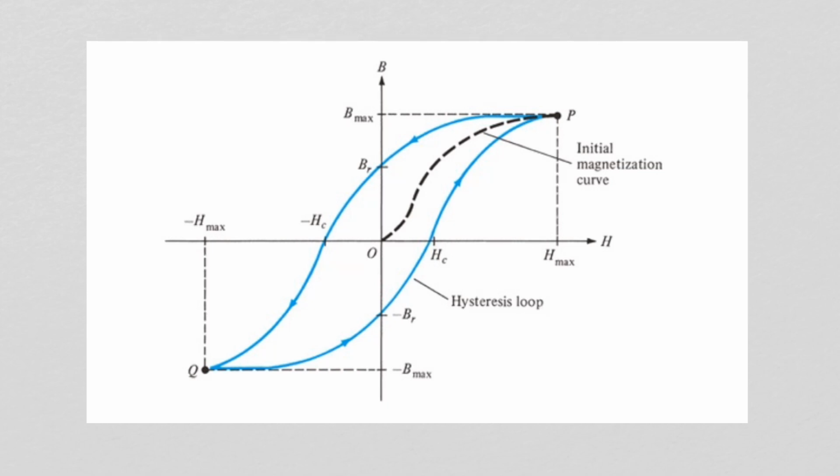At a given value of applied H, the resulting magnetic flux density field is going to depend on the history of the material. So you see that there's a very nonlinear behavior to the B versus H curve, and that's what we want to now understand.